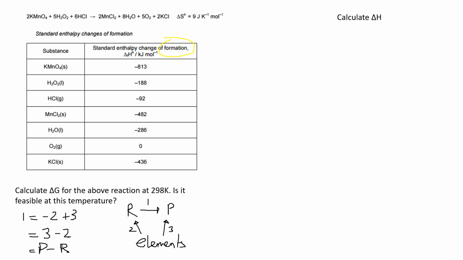So for the products, you've got 2 lots of this MnCl2. So that's 2 times minus 482. Plus 8 lots of water, which is minus 286. Plus 5 lots of oxygen, which is 0, so we don't need to include it. And then 2 lots of KCl, which is 2 lots of minus 436.